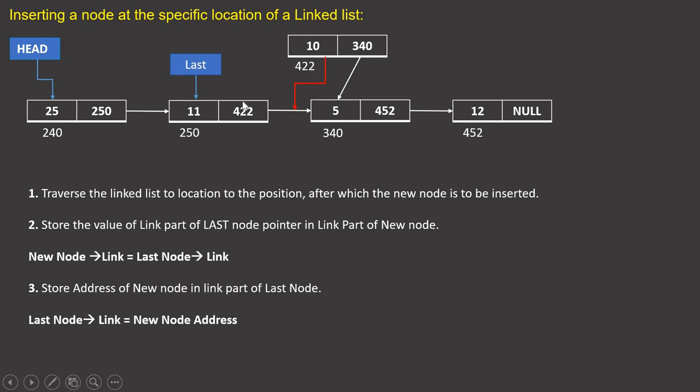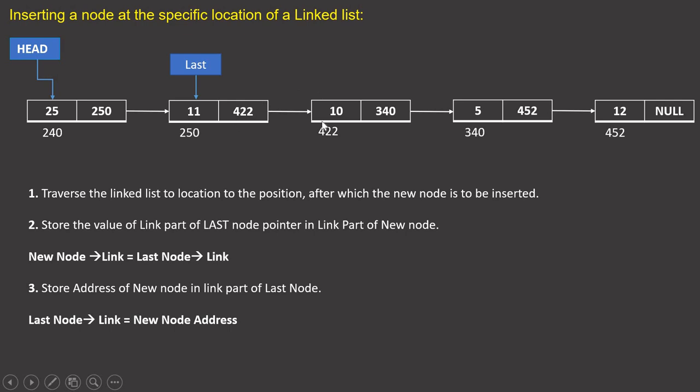As you can see, the last node is now pointing to this address, means a link is created here. So now it can be easily accessed. From this node you can access this node, and from this node you can access this node. So the updated linked list is this. From 422 you can jump to this memory location and you will get this value. And if you go to the link part of this node, it is going to show you the address of the next node, and you can simply access that part also.